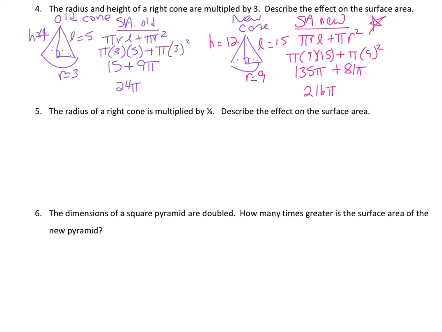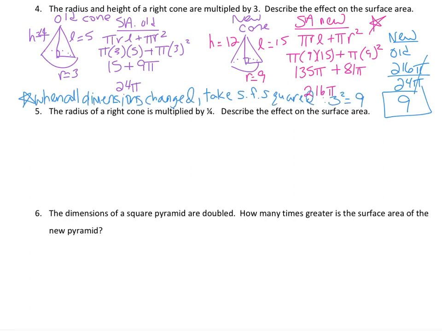Now, when you want to find the ratio between them, we always have to take new divided by old. When we set ours up then, we get 216 pi over the old of 24 pi. Now, the pi's are going to cancel. So if you divide 216 by 24, you get 9. So it's 9 times larger than the original surface area.